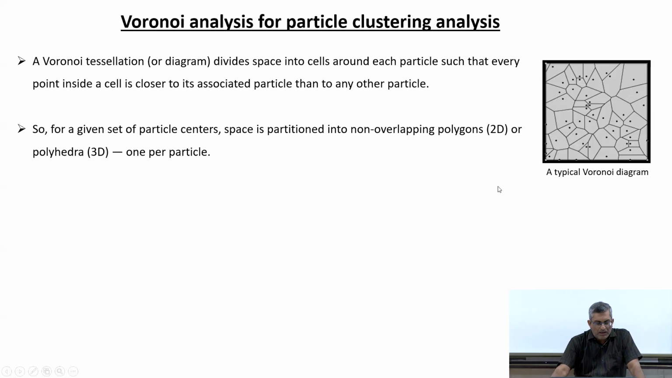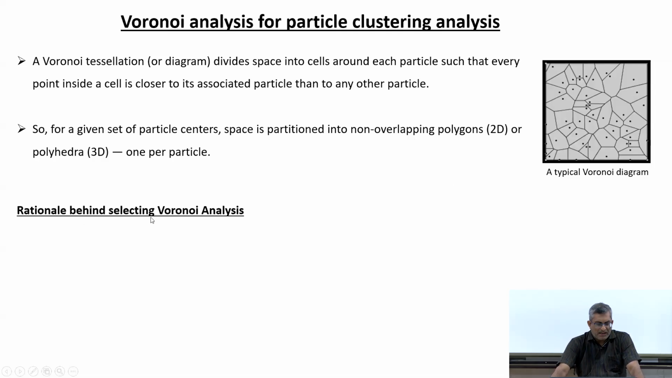Here also we can do a similar analysis. We can do this either for 2D or for 3D cases. In case of 2D we have non-overlapping polygons, as you can see here, and all these are non-overlapping. That is important. In case of 3D we will have polyhedra. Basically, one cell is assigned around one particle.